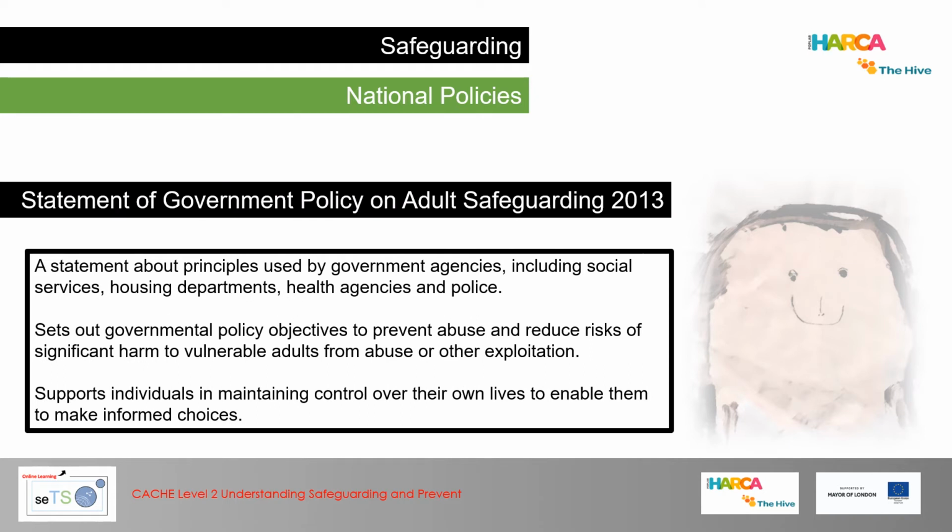And the Statement of Government Policy on Adult Safeguarding 2013, a statement about principles used by government agencies, including social services, housing departments, health agencies and police. It sets out governmental policy objectives to prevent abuse and reduce risks of significant harm to vulnerable adults from abuse or other exploitation, and supports individuals in maintaining control over their own lives to enable them to make informed choices.